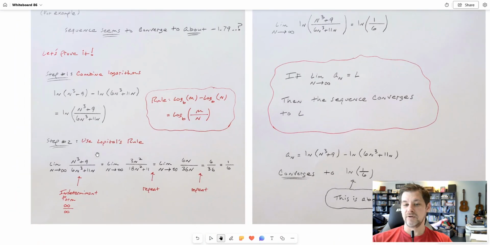So how do we do this limit? We could use something called L'Hopital's rule for this limit.